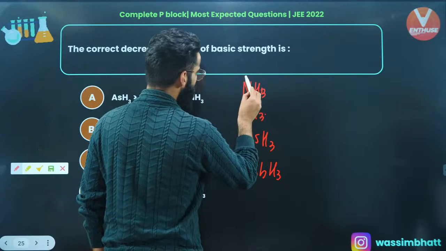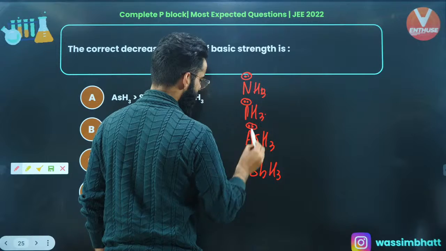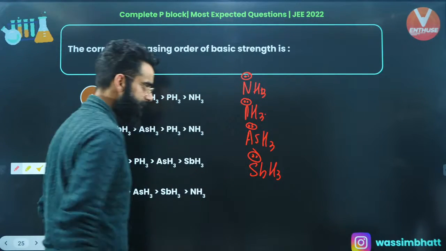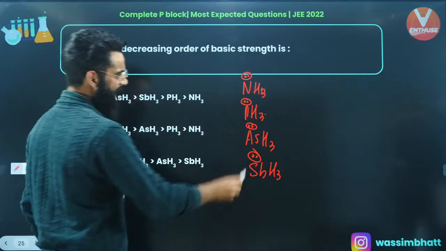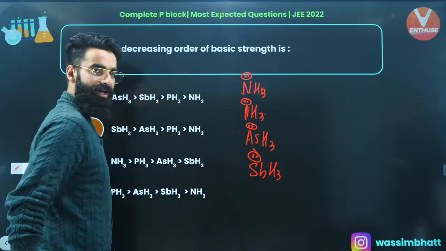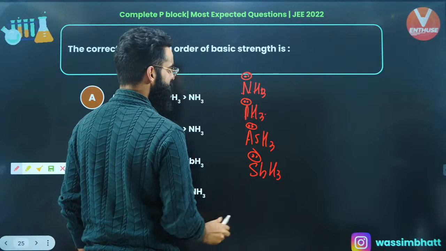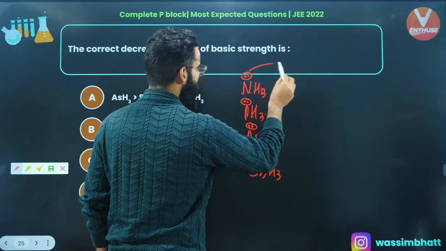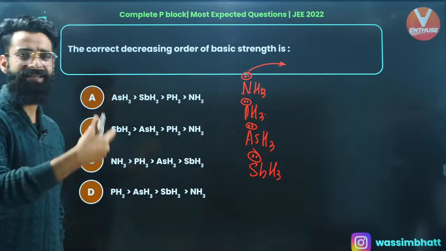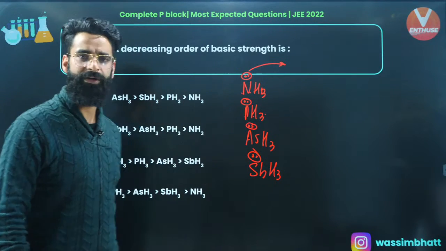See guys, nitrogen has got the lone pair over here. Similarly, phosphorus has got the lone pair. Every central atom over here has got the lone pair, right? Now basically, nitrogen, since its size is the smallest among all these central atoms, has got maximum electron density among all these central atoms, by means of which it can coordinate its lone pair easiest as compared to the rest. It has got the maximum tendency to donate its lone pair, you can say.